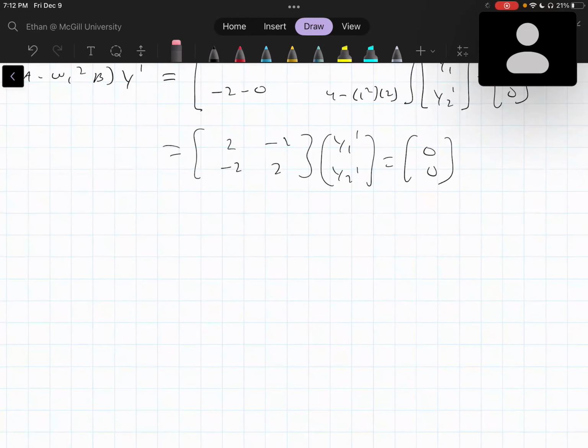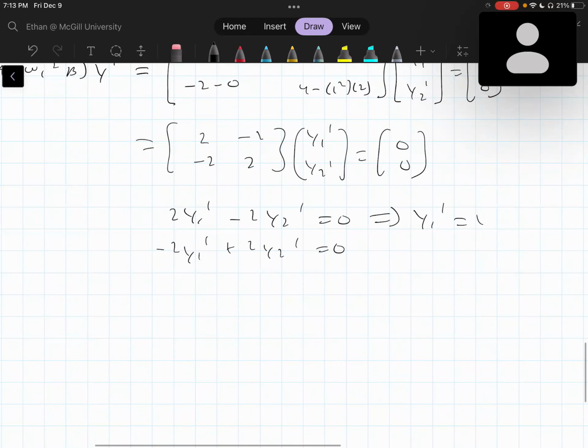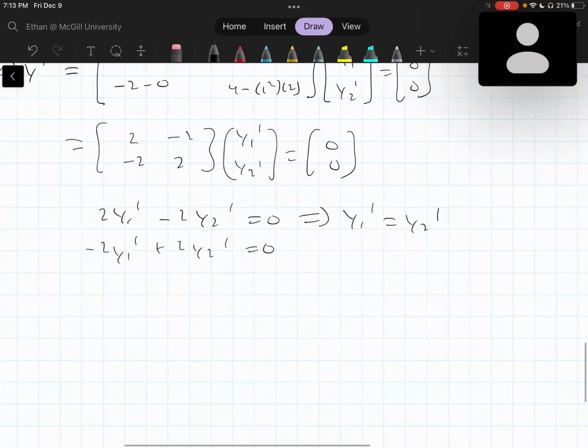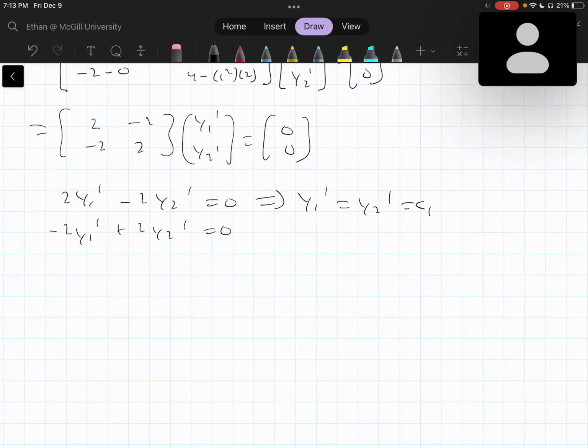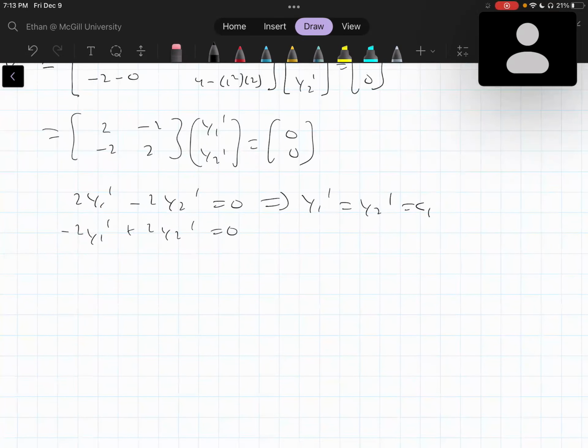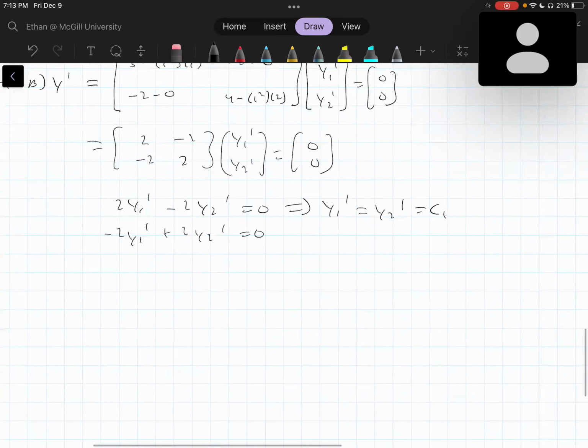And then we can expand this into a system of equations. We're going to get 2y1 minus 2y2 is equal to 0, and negative 2y1 plus 2y2. From the first, we only need to use the first equation because the equations are redundant in this case. From this equation, we see that y1 to the power 1 is equal to y2 to the power 1, and we'll say that's equal to some constant C1. It doesn't really matter in this case; there'll be more clarity on this in a second.